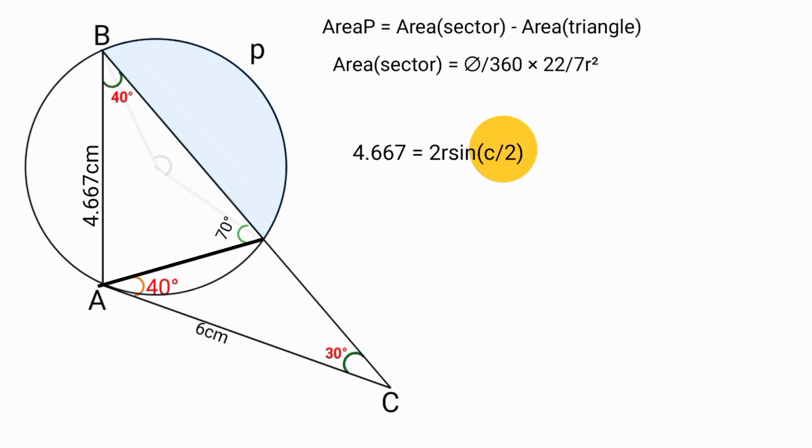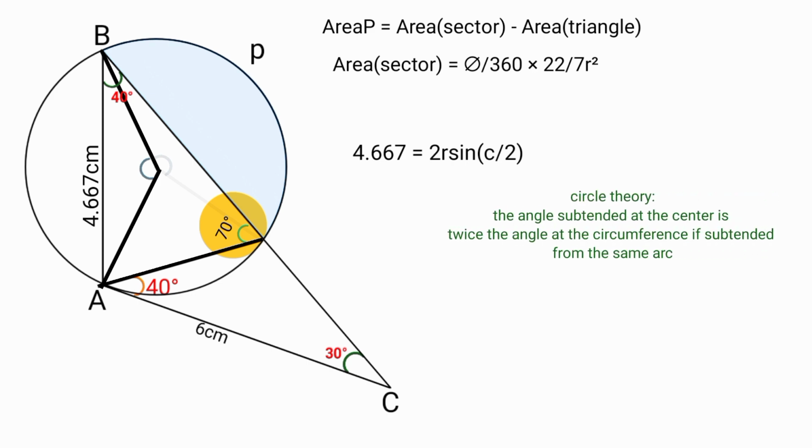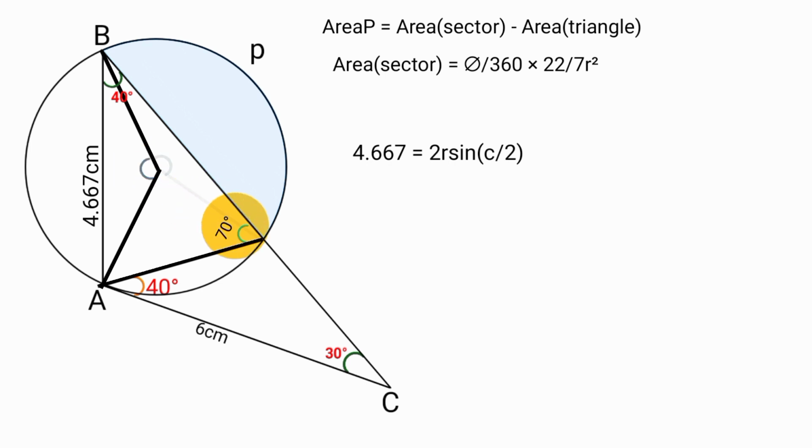Now since we are solving for the value of C, which is the angle chord AB subtends at the center, and we have this angle here at 70 degrees, which is the angle it subtends at the circumference. In the circle theory, there is a rule that the angle at the center is twice the angle at the circumference if subtended by the same arc. So that means this angle here is twice the size of this angle here, and hence equal to 70 degrees times 2, which is 140 degrees. So C equals 140 degrees. Substituting it here now, 4.667 equals 2r sine open bracket 140 degrees over 2. 140 degrees over 2 is 70 degrees.